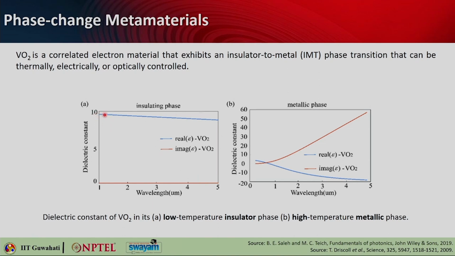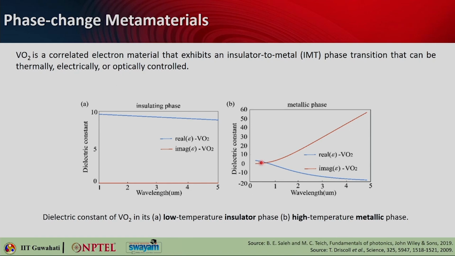You see the real part of the dielectric constant is positive and the imaginary part is 0. So, this is like a typical insulator, and after the phase transition, that is at high temperature, VO2 goes into the metallic phase. So, there you can see that the real part is negative. So, it behaves like a metal and it is also a lossy metal. So, there is a loss associated.